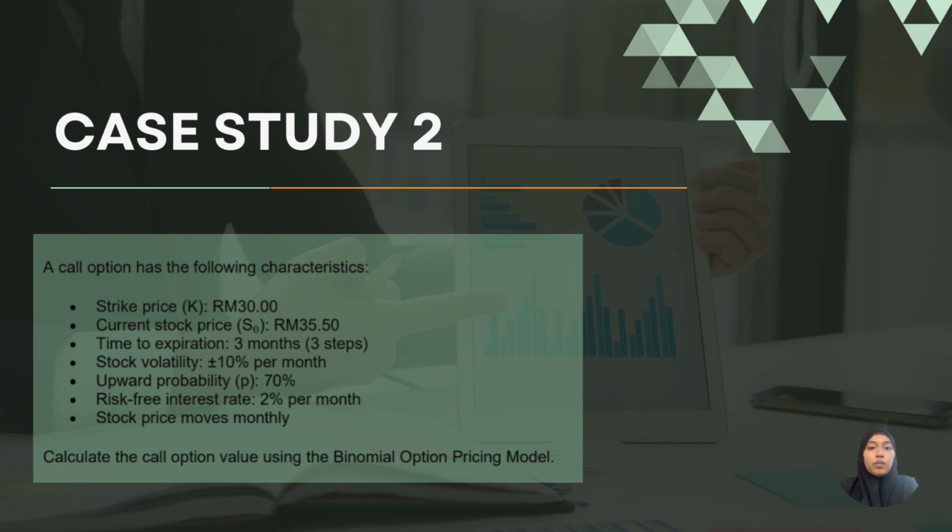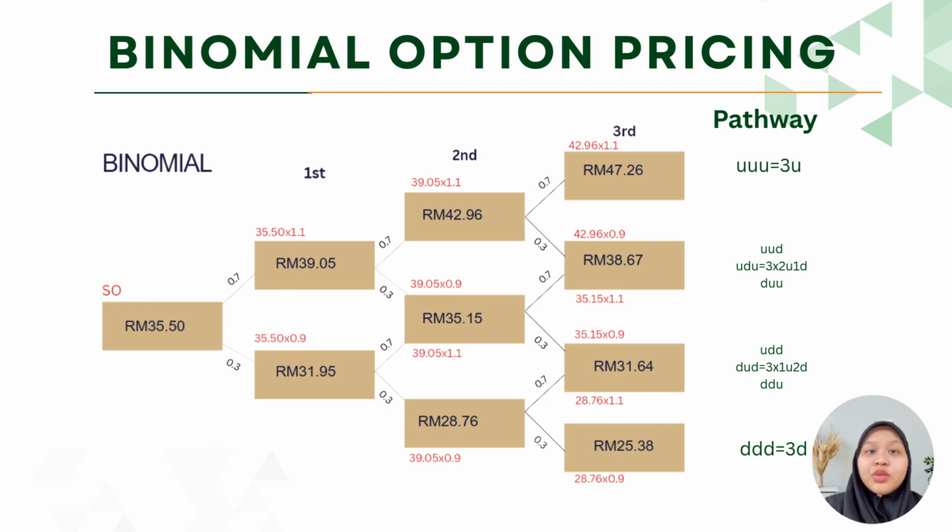So using the binomial framework, we calculate the option value step by step, showing how probability and volatility affect the payoff. And this case illustrates the importance of quantitative modeling in determining the fair option price. Next, I want to walk you through the mechanics of a 3-step binomial option pricing model. At its core, this model is a map of the future. We are starting today with a stock price at 35 ringgit and 50 cents.